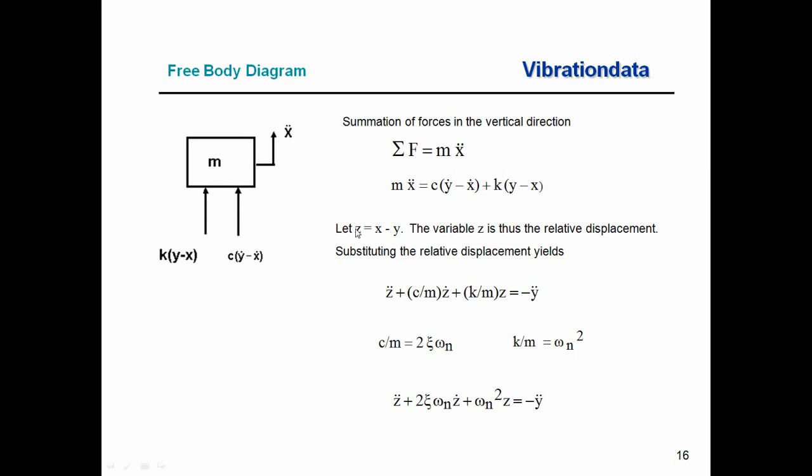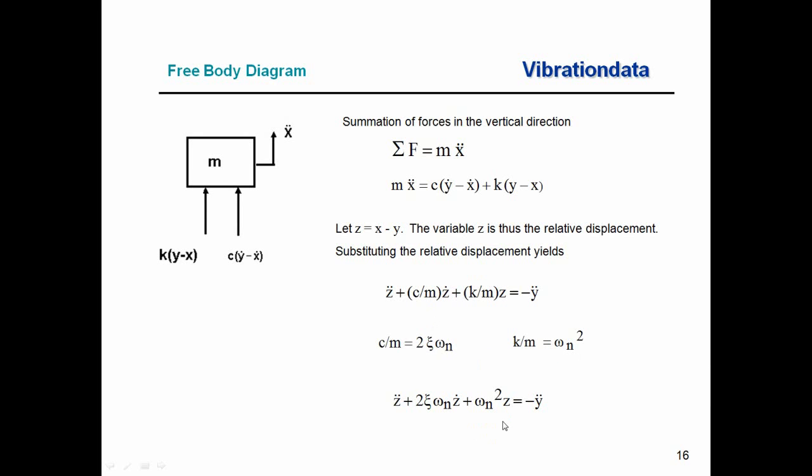We define a relative displacement, which is equal to z, and that's the displacement of the mass minus the base input. Let me say that again. Z is equal to the absolute displacement of the mass minus the base displacement. So Z is a relative displacement. So we make our substitutions, and you should remember these terms from our previous unit.